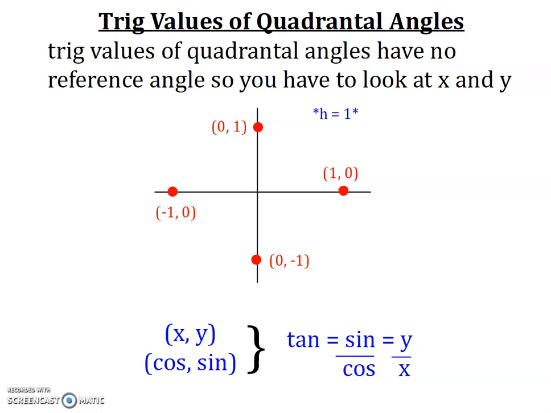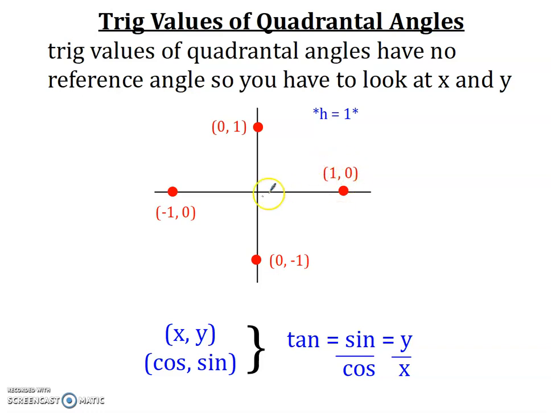So far we have found trig values of angles that are in a quadrant. Now we're going to look at what to do if you are asked to find a trig value of a quadrantal angle. If you remember, quadrantal angles don't have a reference angle. So what we do is we look at a point that represents where that angle falls. So if I look at each of these 4 points, one on each part of the x and y axis.